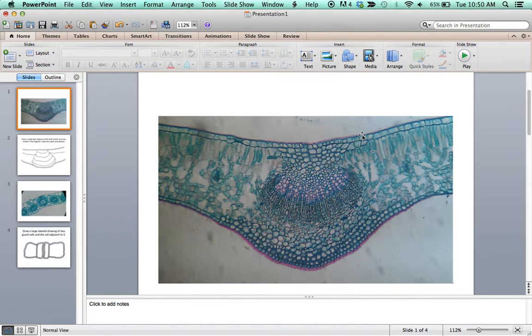Now, what are the layers here in the middle part? First of all, note this layer. The cell walls are rather thick, and the cells are quite large. So let's take a look at the description of these layers over here.